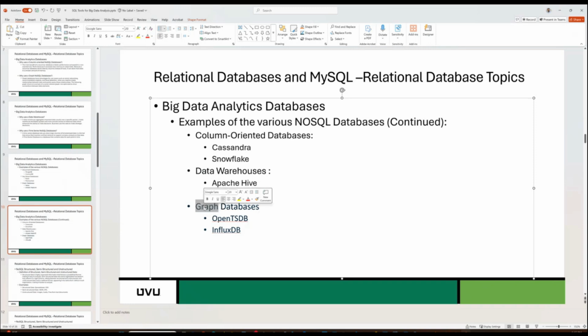And this should not be graph databases. This should say time series databases. I love fixing stuff on the fly. Yes, and this OpenTSDB, one of the teams that I work with at Adobe uses this for something. I don't know what they're using it for, but I know they use it. And this is also another very popular time series based database.